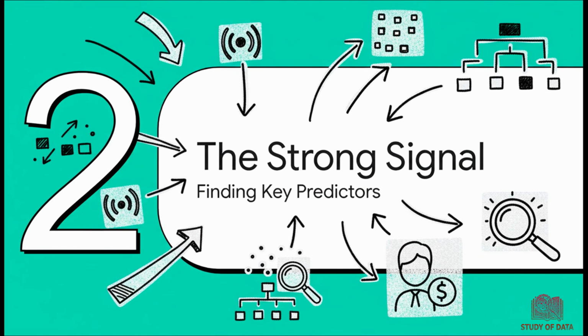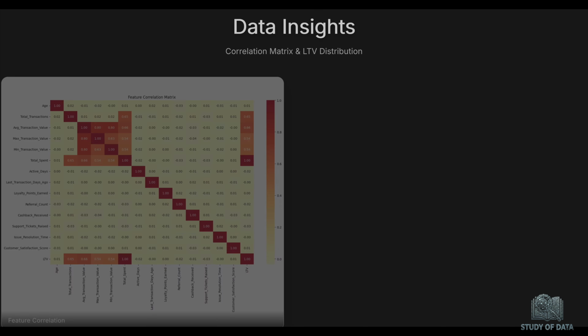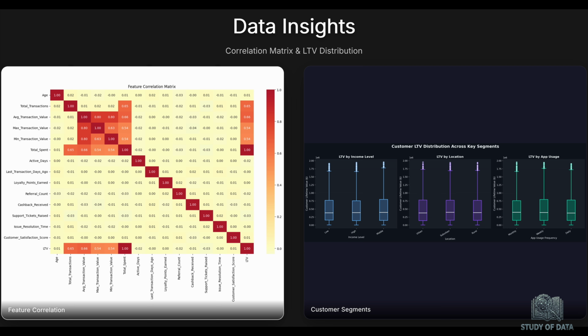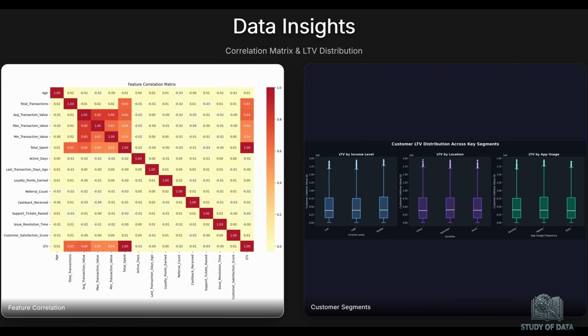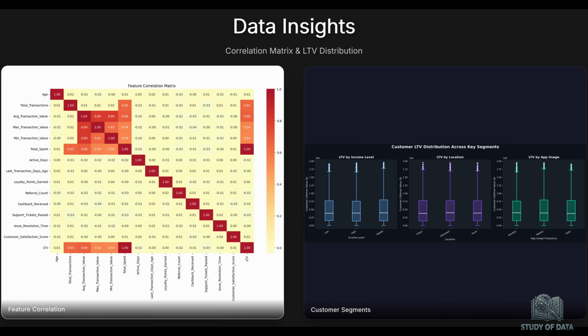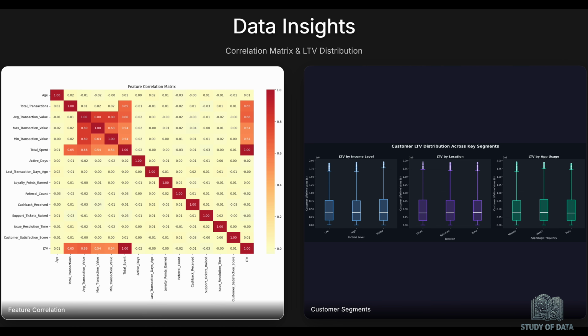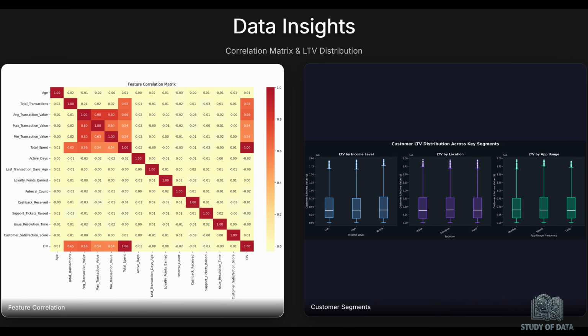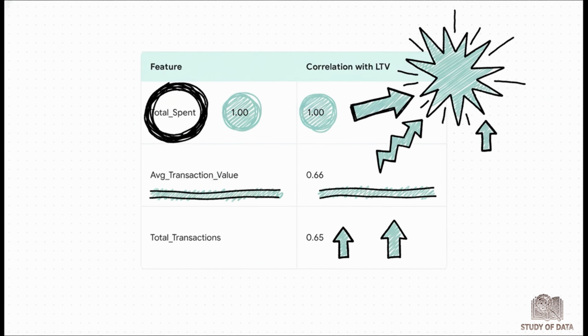All right, the data is loaded and ready. Now the fun begins. Let's start our exploration by hunting for the most obvious clues, the really clear predictors of customer value. Let's find that strong signal. Okay, think of this heat map as our treasure map. It shows us how every single number in our data set relates to every other number. The rule is simple. The darker the red, the stronger the connection. And to figure out what predicts LTV, all we have to do is look at that bottom row. And wow, the story it tells is crystal clear.